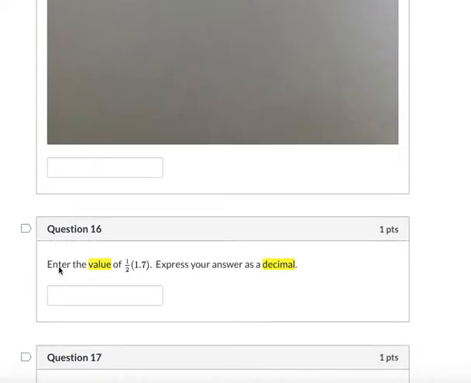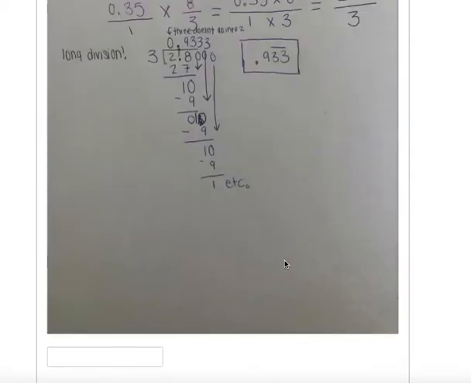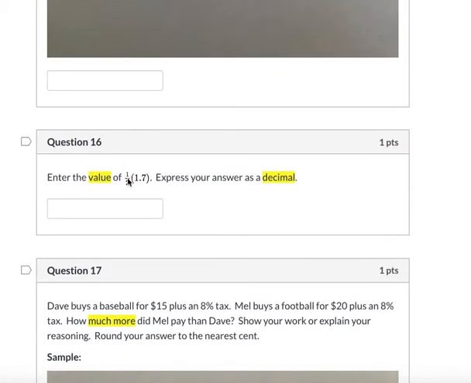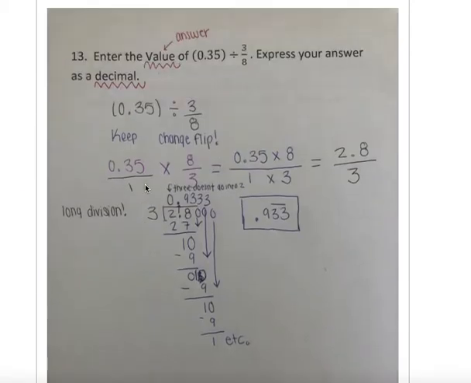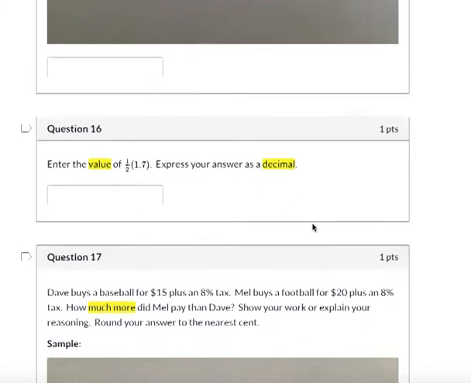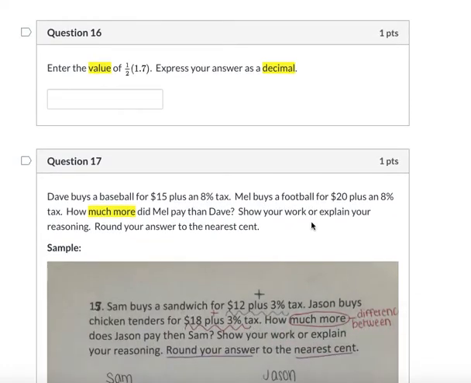Question 16. Enter the value of 1/2 times 1.7. Express your answer as a decimal. Look back up at this here, but remember this one is 1/2 times 1.7. So think, do we have to do keep, change, flip if it's multiplication? And our answer is no. You only do keep, change, flip if it is division. So think about that when you're setting it up. We do not need to do keep, change, flip.